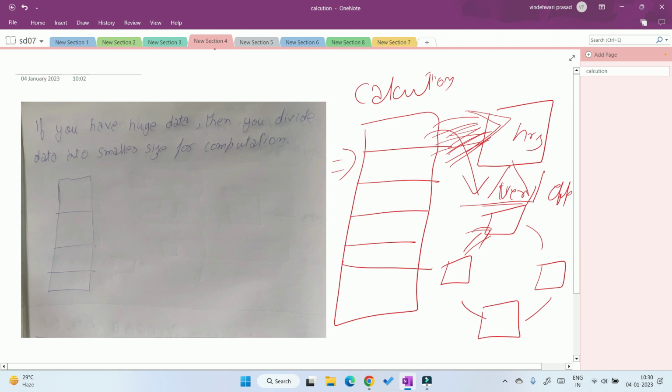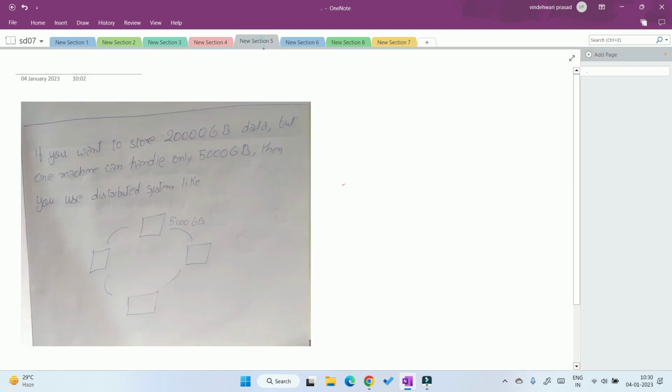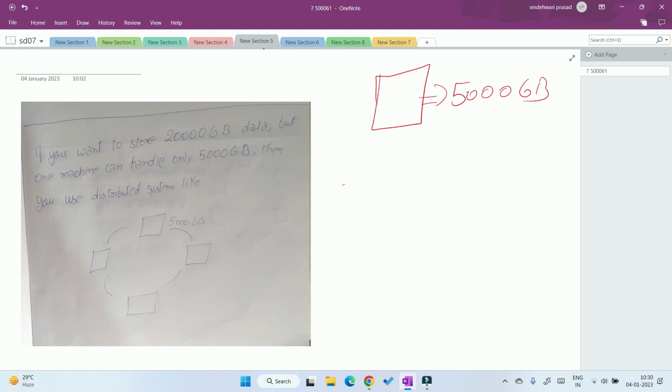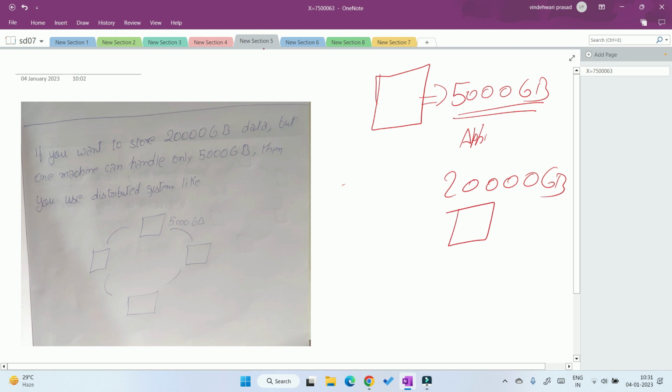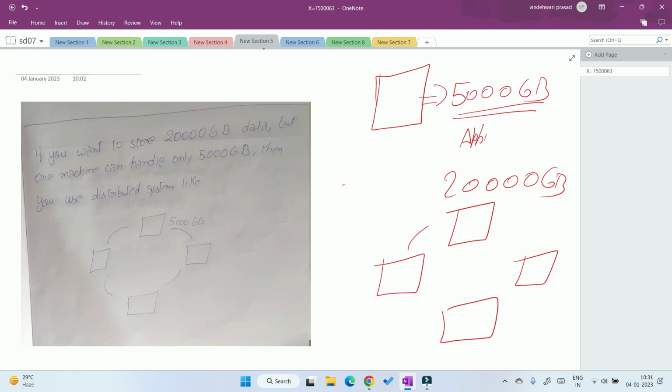Similarly, suppose you have a system with a capacity of storing 5000 GB, but your company or application becomes so popular that your data grows to 20,000 GB. So how will you store it? You will make a distributed system of four or five machines. You have to choose it yourself, distribute your data among them, and connect them over the network. So you can easily distribute your data, 5,000 GB each, into four machines.